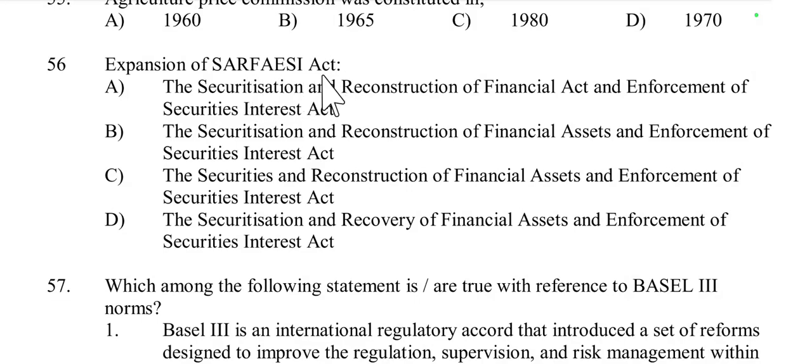Then 56, expansion of SARFAESI Act. Full form of SARFAESI Act. The Securitization and Reconstruction of Financial Assets and Enforcement of Security Interest Act. So option B is right.